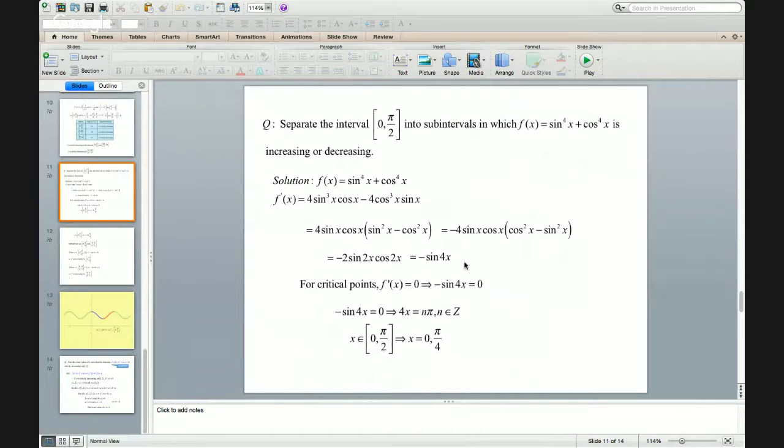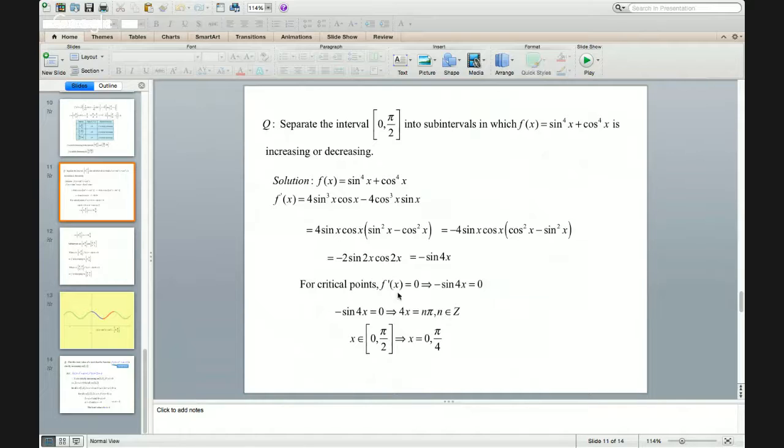But otherwise, if you just take a minute to sort this expression out, you will realize that it becomes a very easy task. Because if you pull 4 sine x cos x common, you're left with sine square x minus cos square x, which is negative of cos square x minus sine square x. And this expression is nothing but cos 2x. 2 sine x cos x is sine 2x. So you have negative 2 sine 2x cos 2x, which is negative sine 4x. So f dash x becomes a very easy to manage function, and it's very easy to discuss its behavior.